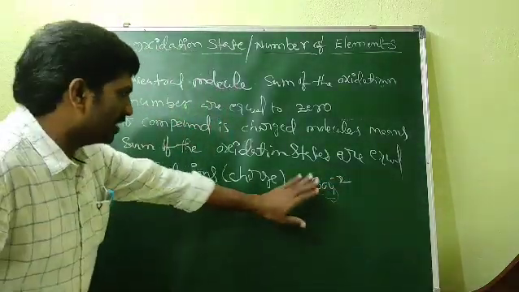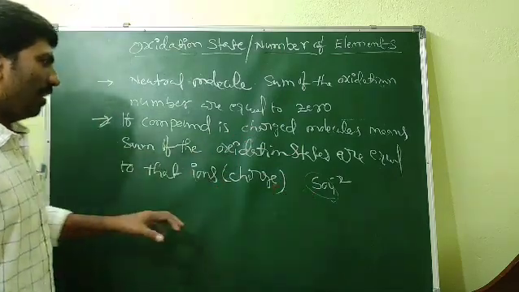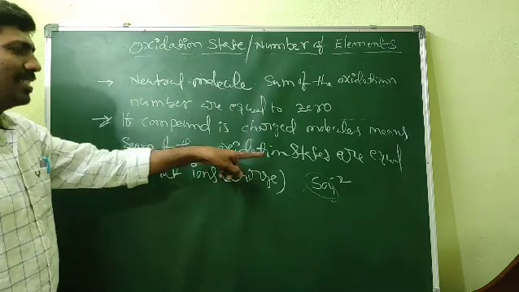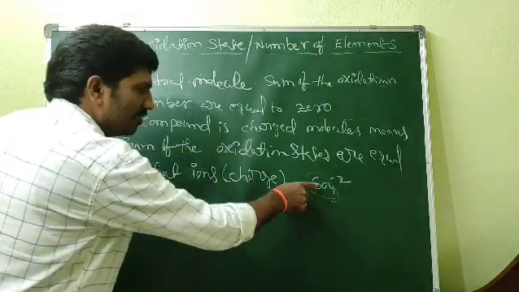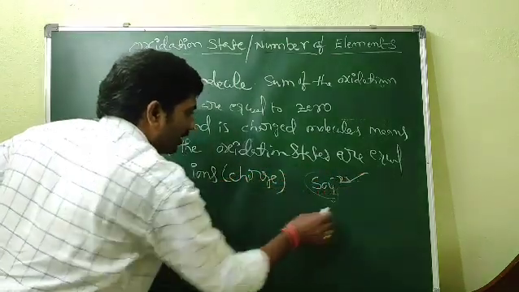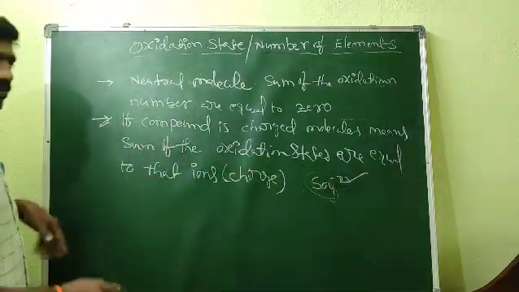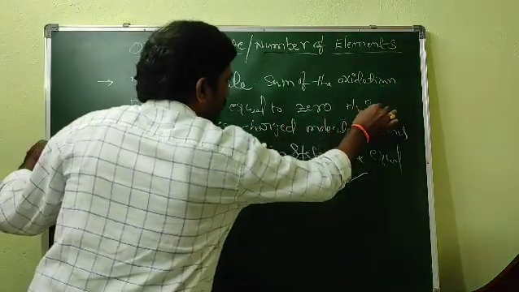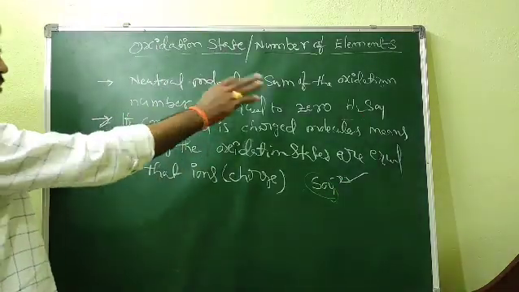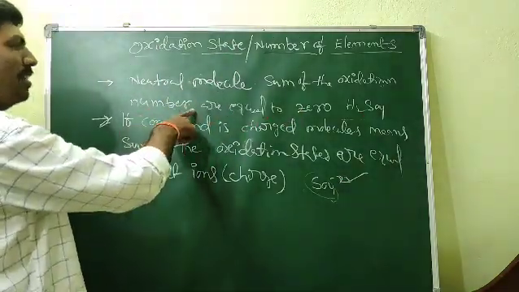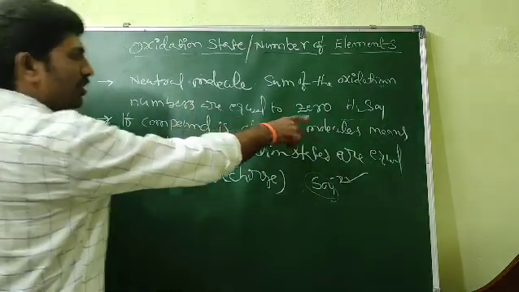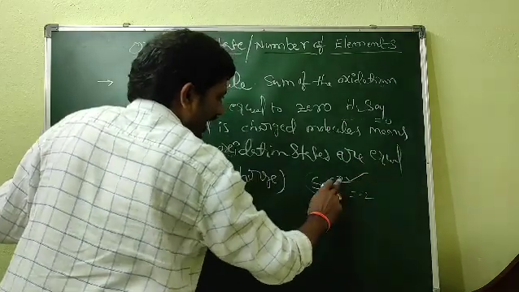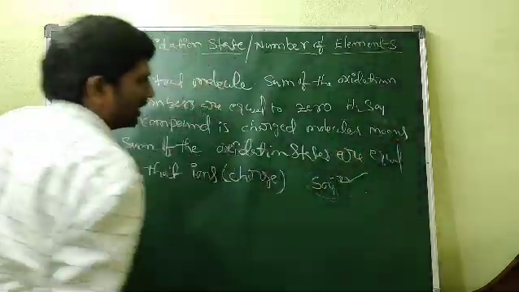If a compound is a charged molecule, the sum of the oxidation states of these atoms is equal to the charge of this ion. We will take it like that. If it is a neutral compound, for example H2SO4, here it is a neutral molecule, so the sum of the oxidation numbers is equal to 0. How it is calculated, I will say.